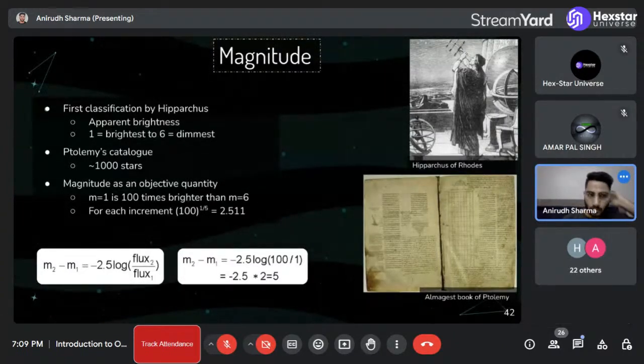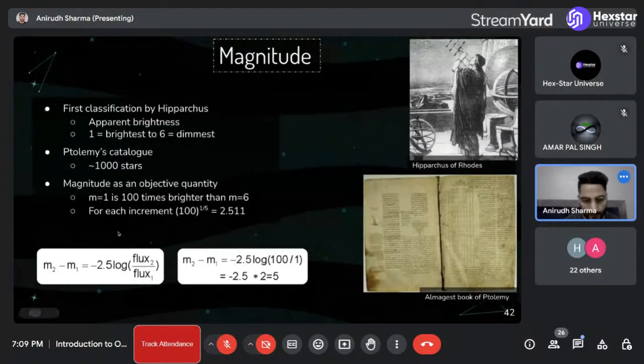Okay. So an object of magnitude 1 is basically 100 times brighter than an object of magnitude 6. And for each increment, we calculate that this would be the increment for each rank from 6 to 5 and 5 to 4 and so on. So basically now this has been laid out in the form of a formula.